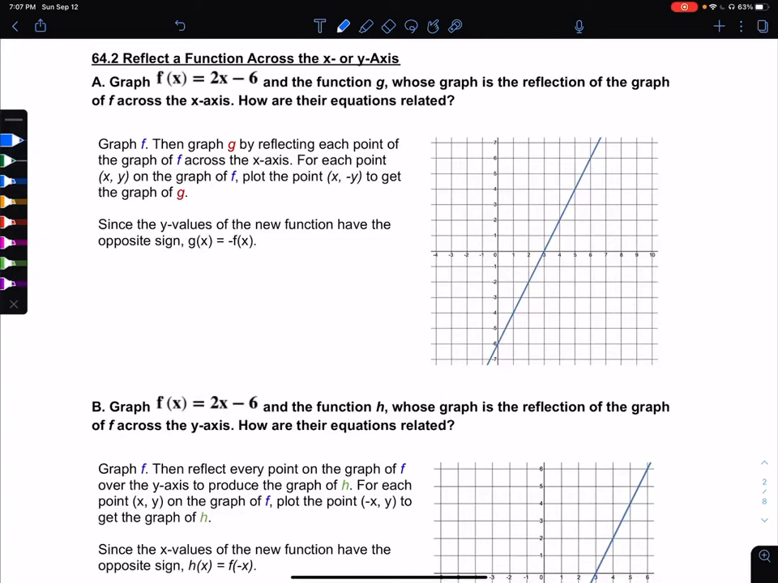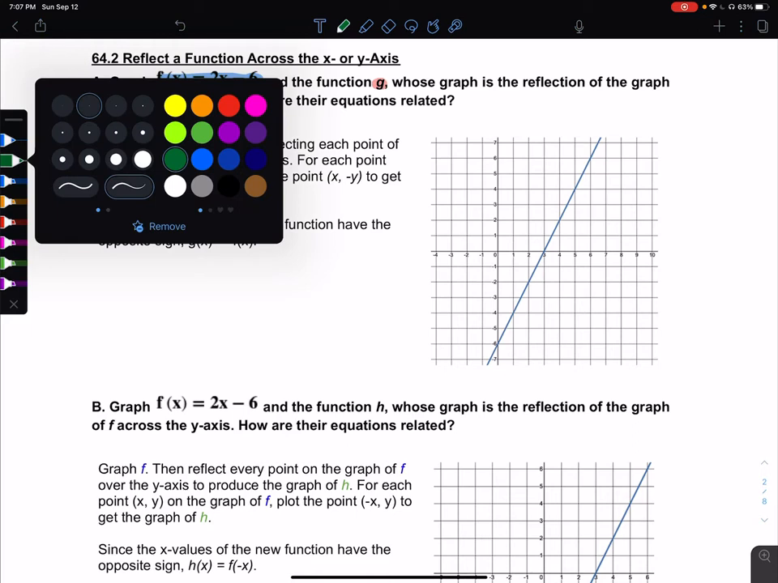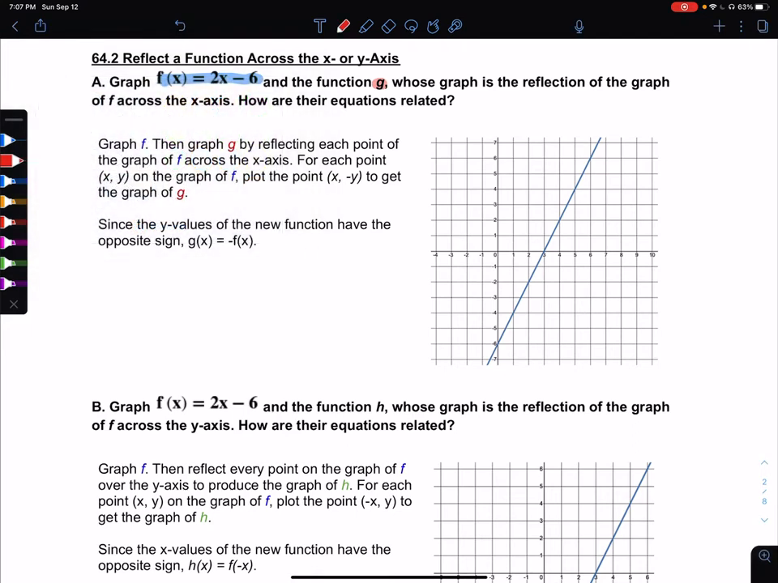In this video, we're going to look at topic 64, example 2, where we reflect a function across the x or y axis. Part A, it says graph f of x equals 2x minus 6. So we already have that graphed in blue. And the function g, we're going to put g in red in this case, whose graph is a reflection of the graph of f across the x-axis.